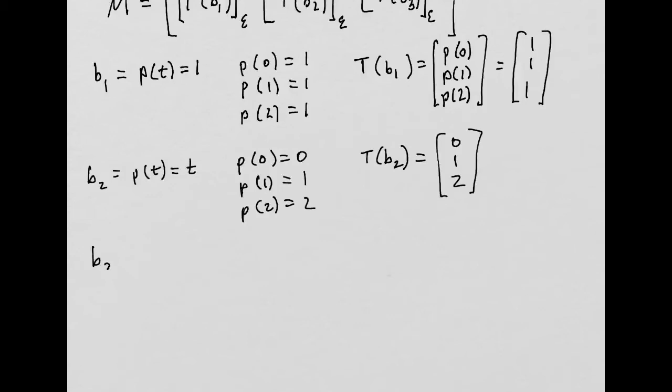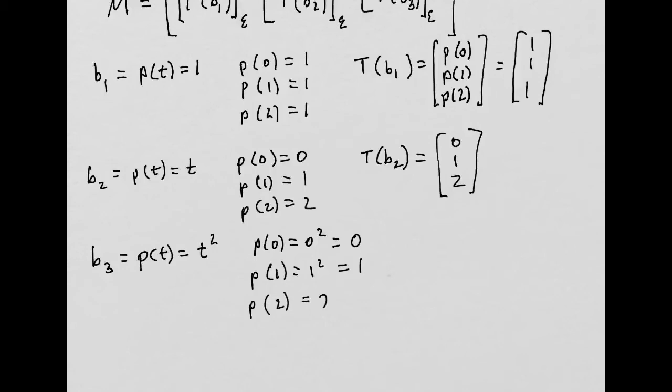And if b3, if we write it as a polynomial, p of t is equal to t squared. p of 0 is 0 squared. p of 1 is 1 squared. p of 2 is 2 squared. So T of b3 is 0, 1, 4.